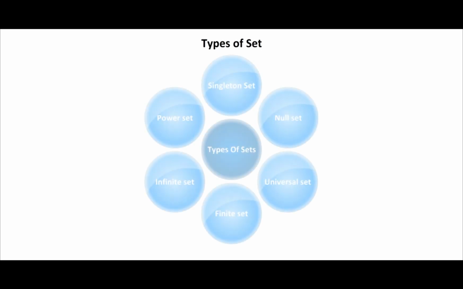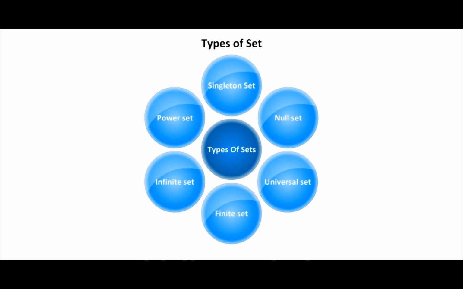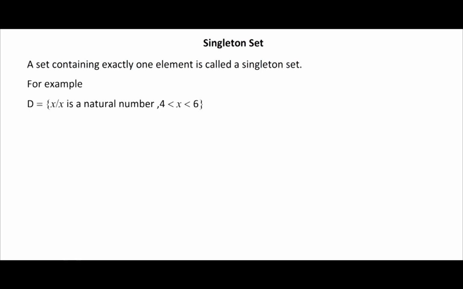Types of sets. Click on each button to view the definition of each type of set. Singleton set. A set containing exactly one element is called a singleton set. For example, let D be the set of all x such that x is a natural number which lies between 4 and 6. There is only one number that lies between 4 and 6, that is 5. Therefore, D is a singleton set.